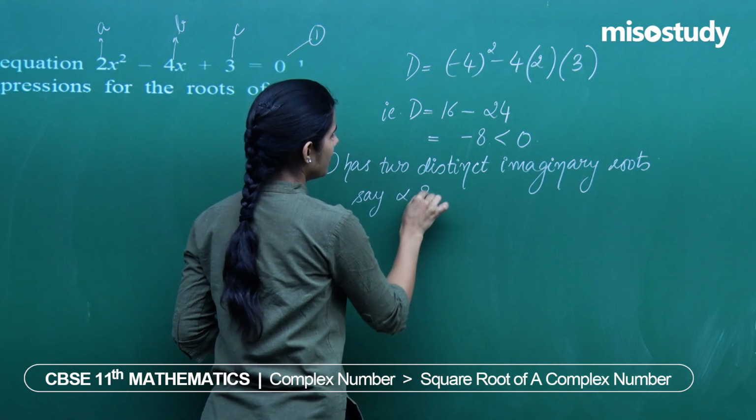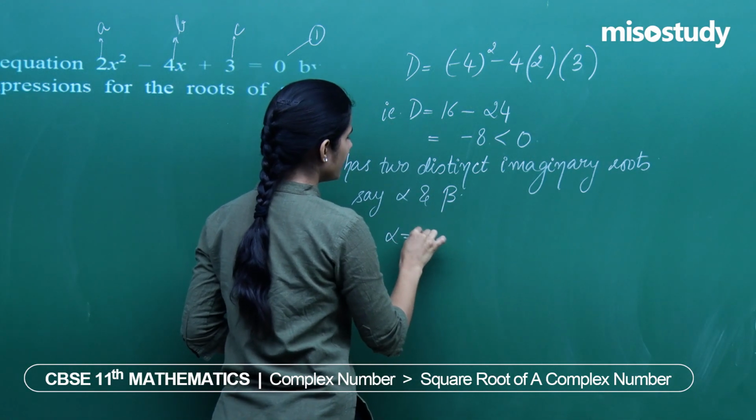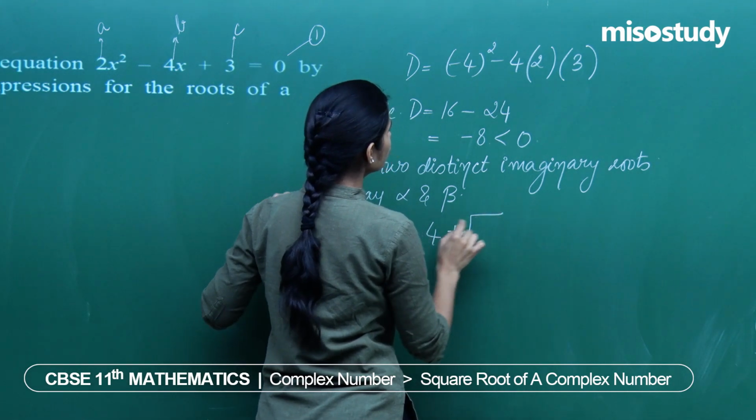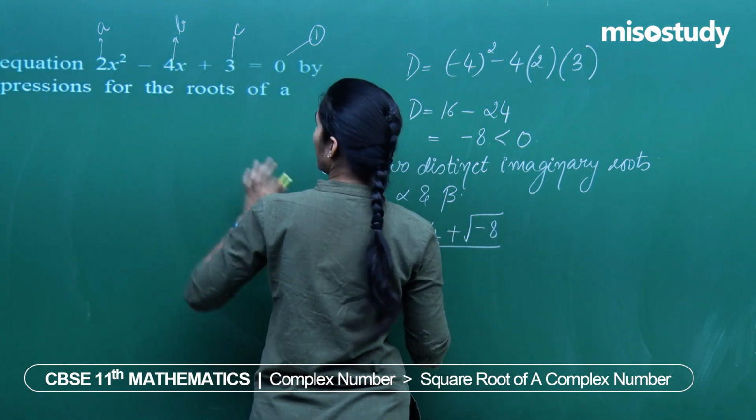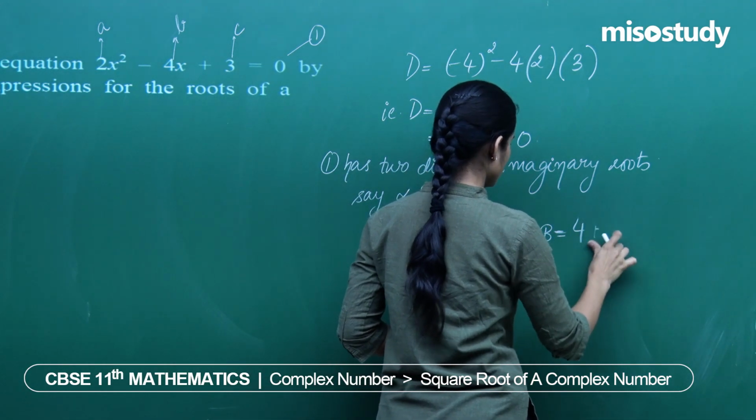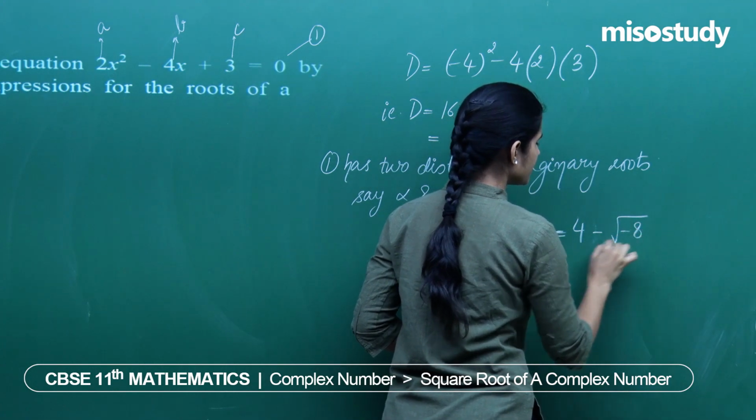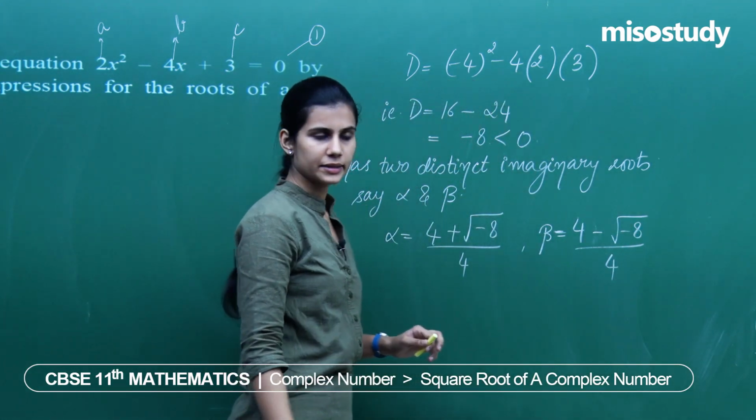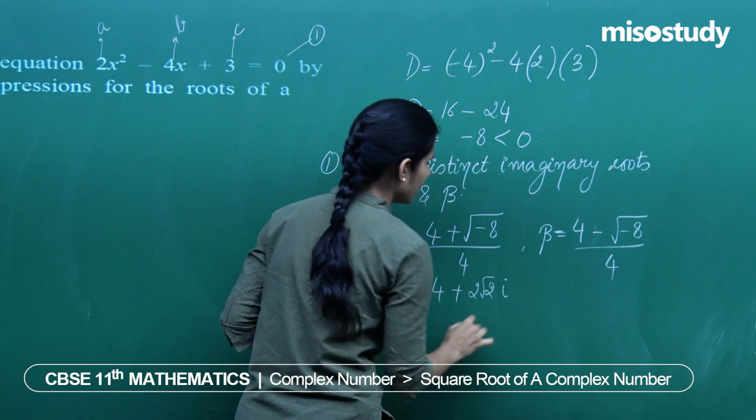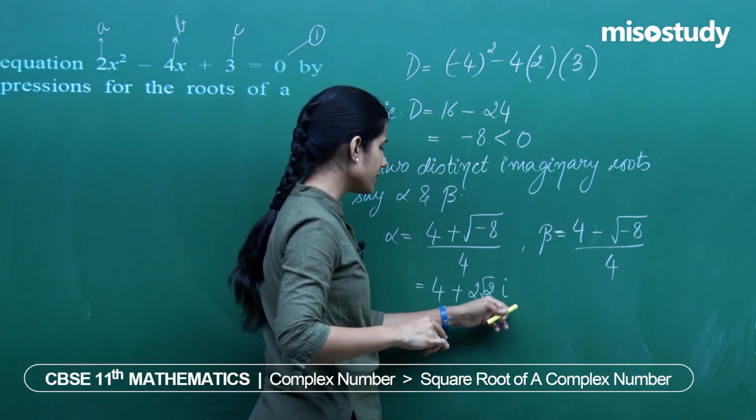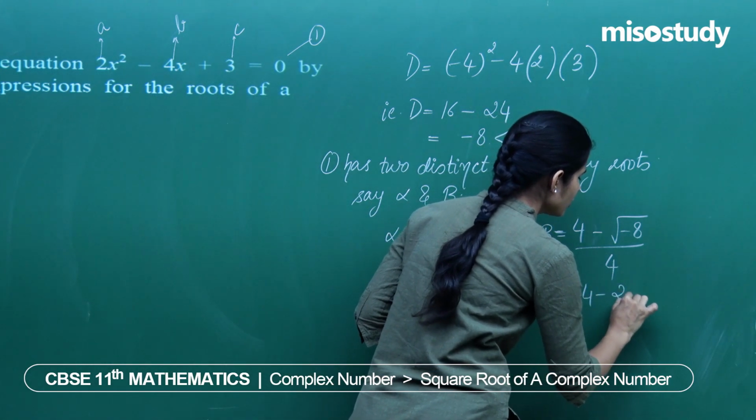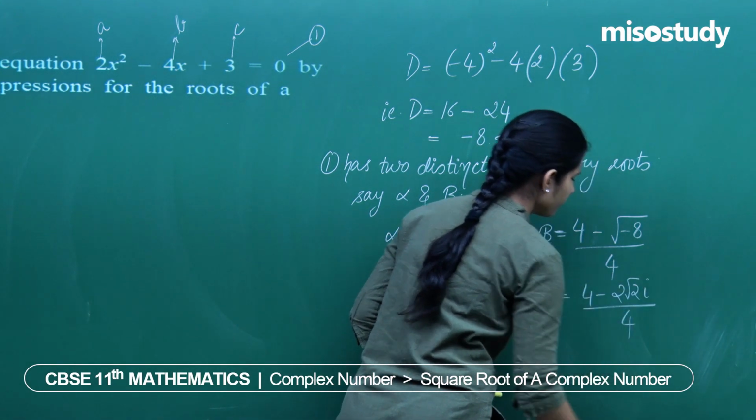Say alpha and beta, where alpha is minus b plus root over b square minus 4ac upon 2a, and beta is minus b minus root over b square minus 4ac upon 2 into a. This gives you 4 plus 2 root 2 iota, because root 8 is 2 root 2 and root minus 1 is iota, whole upon 4, and beta is 4 minus 2 root 2 iota upon 4.